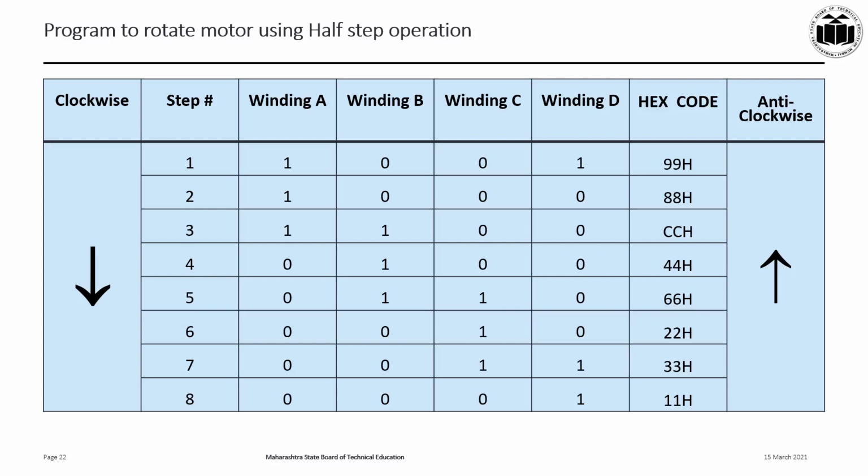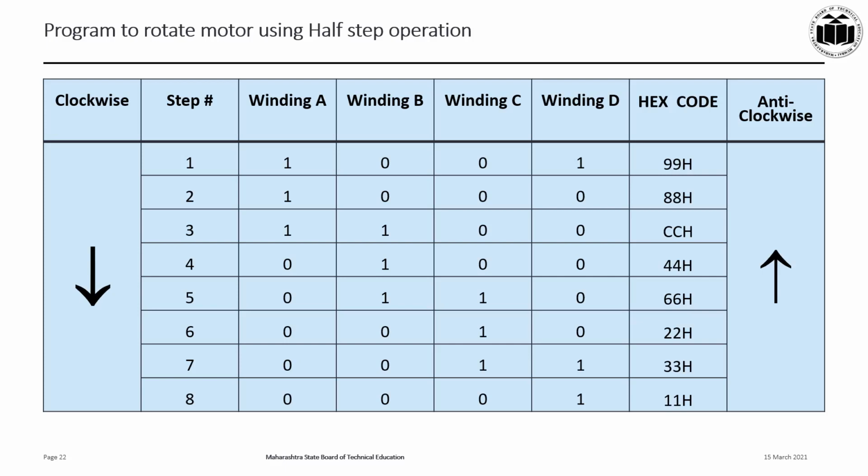To understand the program to rotate the motor using half step operation, that means by giving the half step sequence, we need to first understand the half step sequence. As we have studied in the previous slides, the half step sequence is made up of 8 steps, which is a combination of the 2 phase on and 1 phase on methods. So step 1, 1001, makes 2 phases on, winding A and winding D on. Step 2, only winding A is on, and so on. We get 8 steps to be followed to rotate the motor by half step.